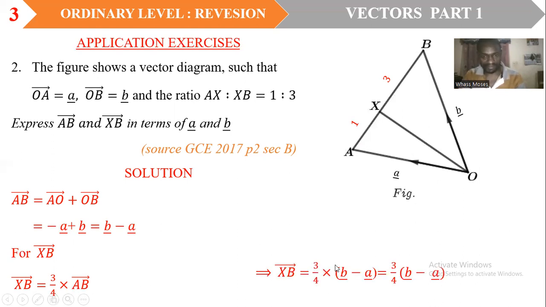This implies XB is 3 over 4 times the vector AB, and we replace it. We have already obtained the vector AB to be b minus a, which means that AB is replaced by b minus a. So 3 over 4 times b minus a simply reduces to 3 over 4 into b minus a. And that is our solution.